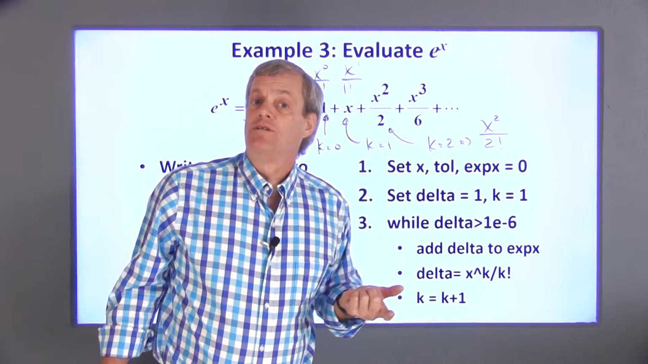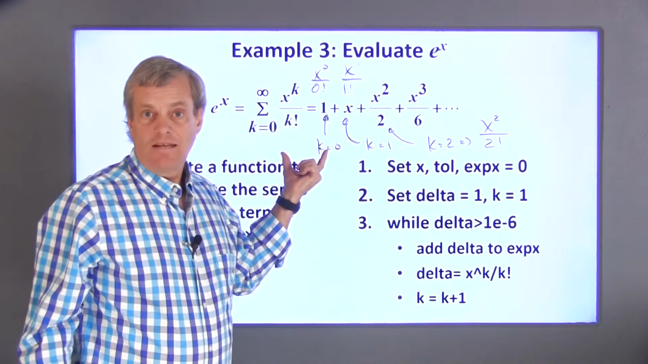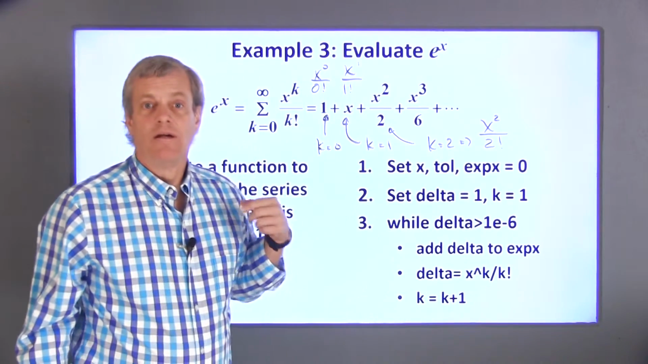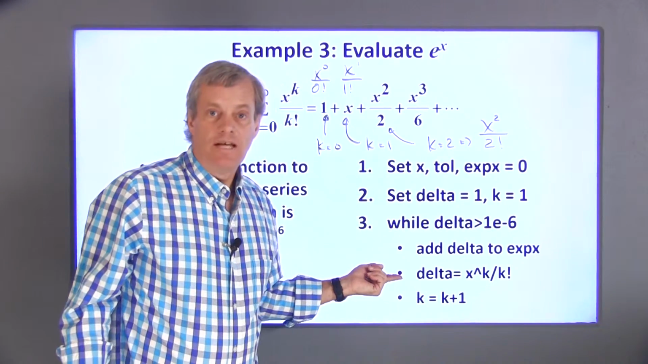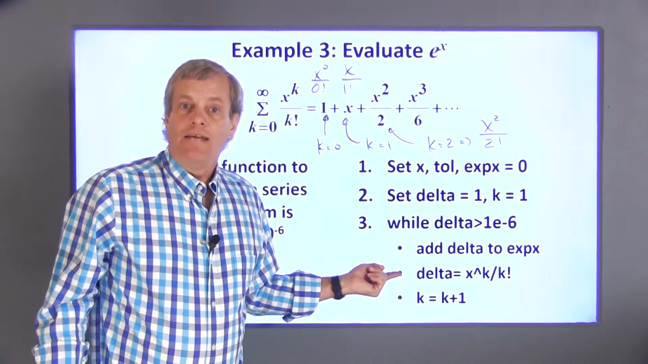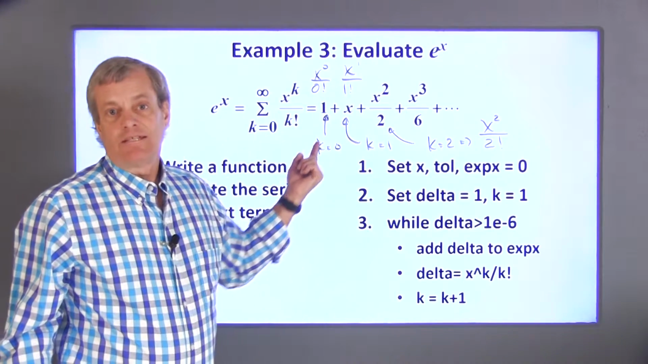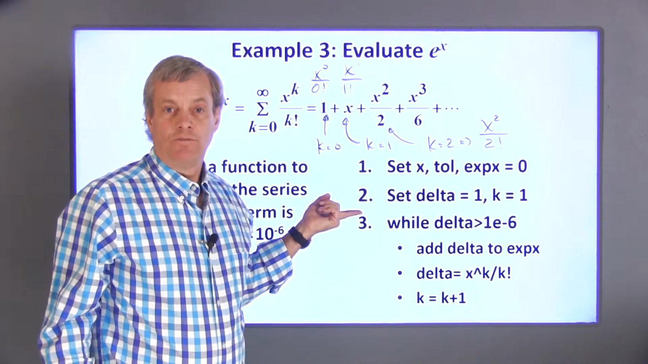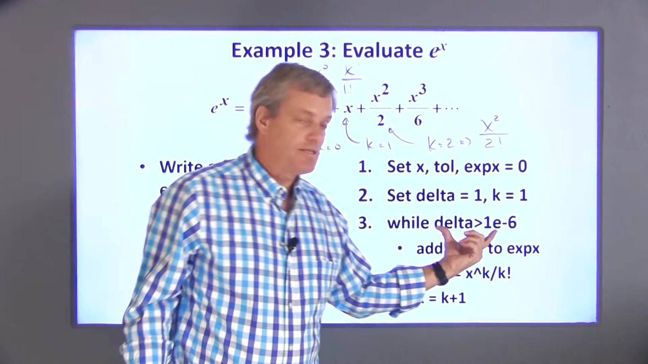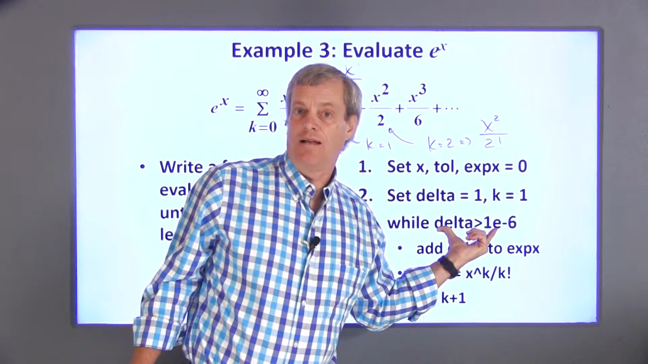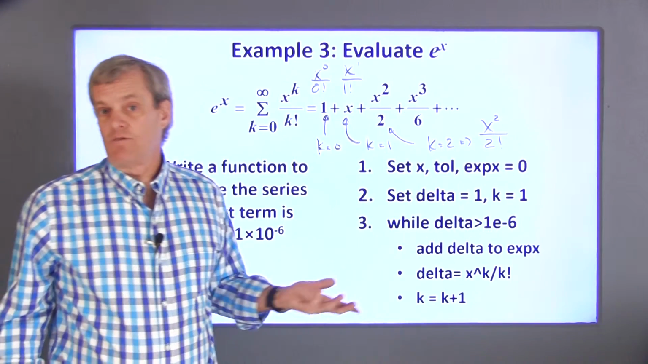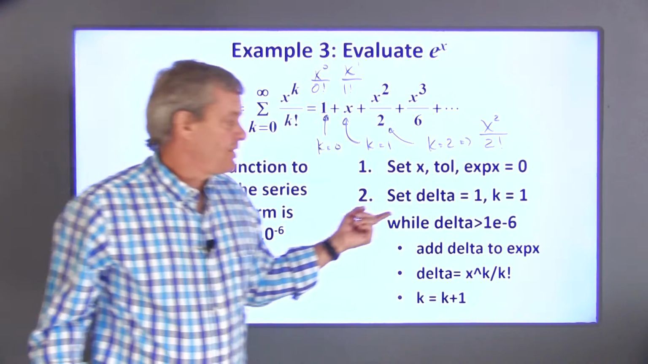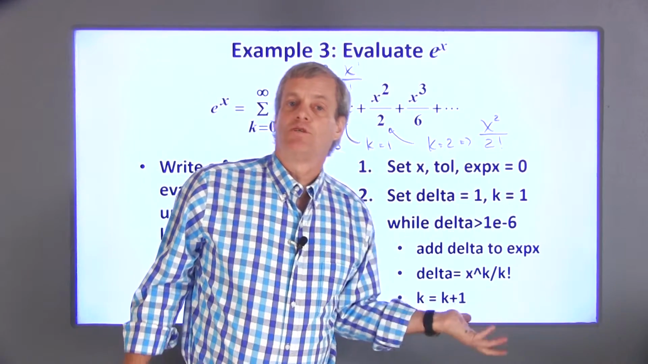The first thing I need to do is add delta to EXPX so that now EXPX is 1. Now I calculate a new value for delta and then increase k by 1 for the next time through the loop. This brings me to the end of the loop, so when the loop goes back to the while statement and checks to see if delta is greater than the desired tolerance. If it is, the process repeats. This continues until delta becomes small enough that the expression in the while loop is false and the loop terminates.